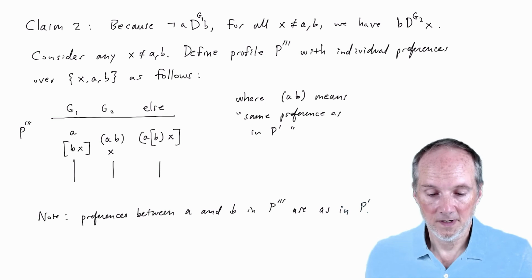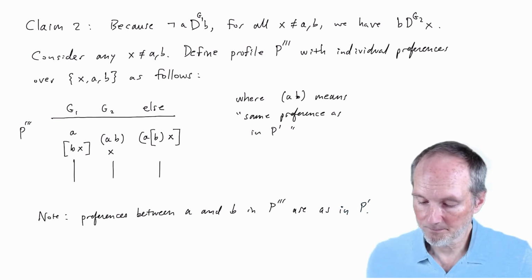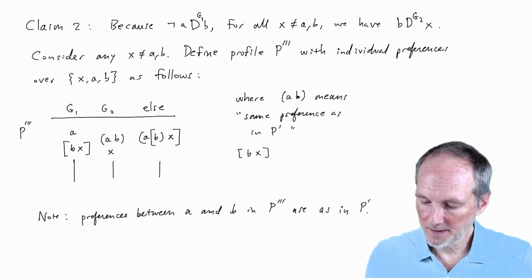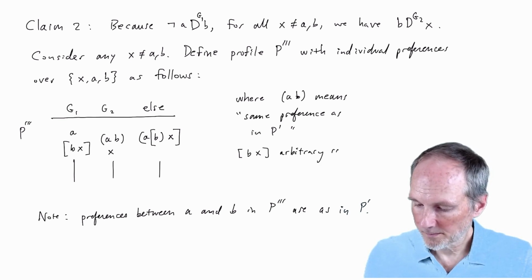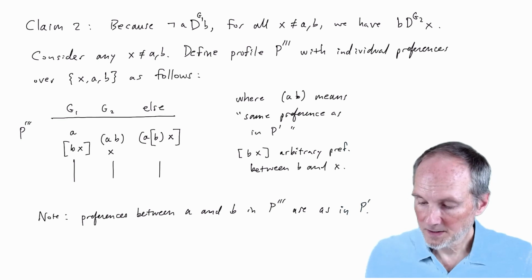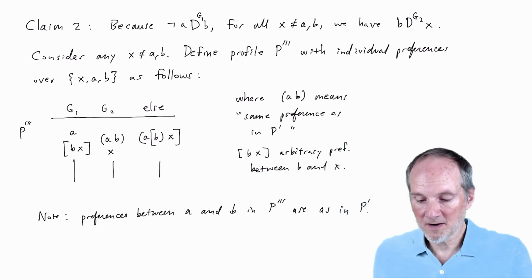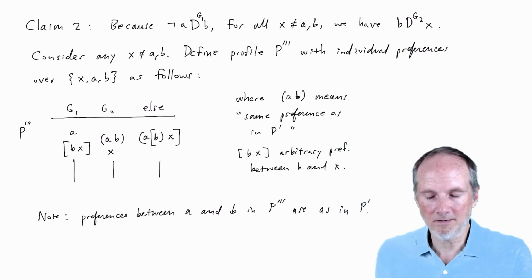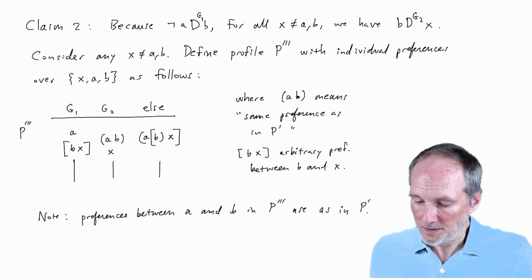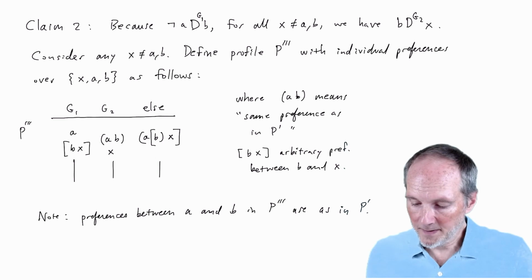So, you know, it can go in anywhere you want here, okay? So let me just write, BX here means just arbitrary preference between these alternatives. Okay, so the argument I'm going to give will work no matter how B and X are situated in these rankings. Okay, so fine.